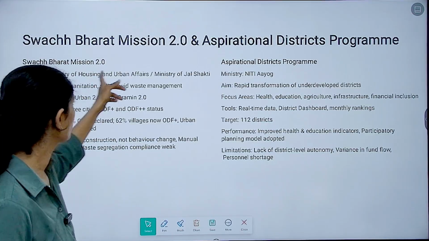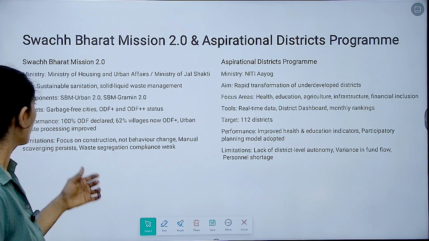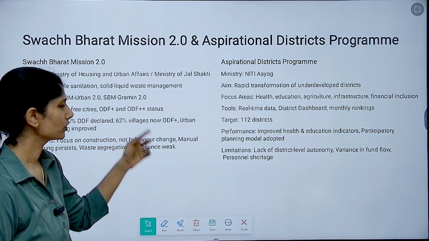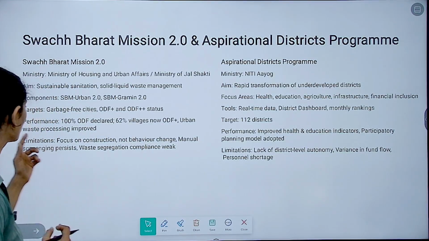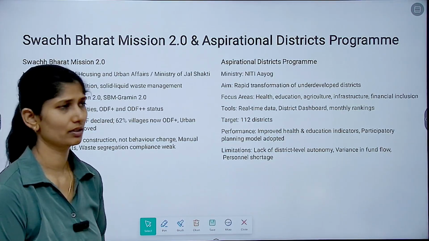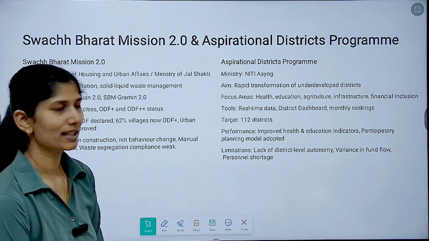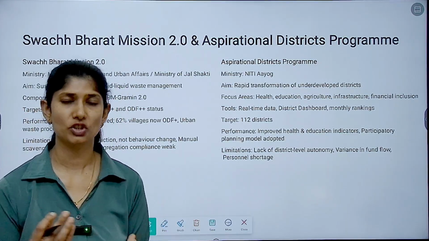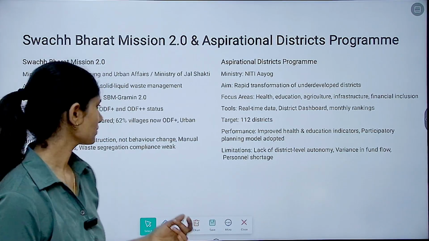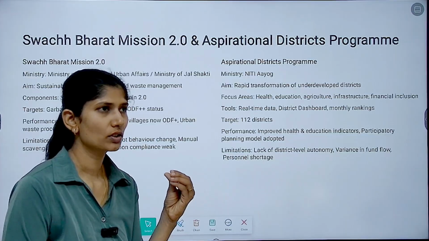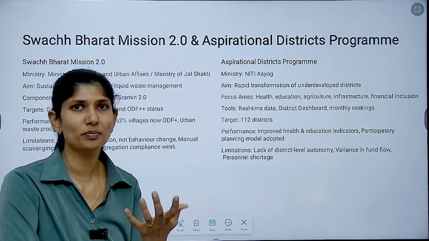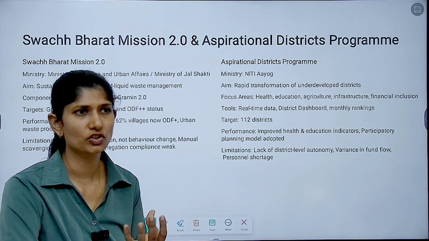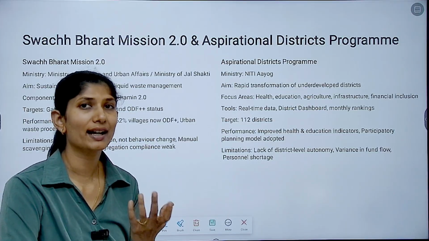This was launched by the Ministry of Housing and Urban Affairs and the Ministry of Jal Shakti. As of now, the villages have been declared 100% ODF. 62% of the villages are now ODF plus, and urban waste processing has also improved considerably. But the issue we see is that manual scavenging still continues, and waste segregation, even though we have wet waste, dry waste separation, still persists as a problem. And also, one main issue is that you are not changing the behavior of the people at large. Even though it is a mass awareness drive, trying to bring in a considerable change in society, that has not yet been very actively observed.